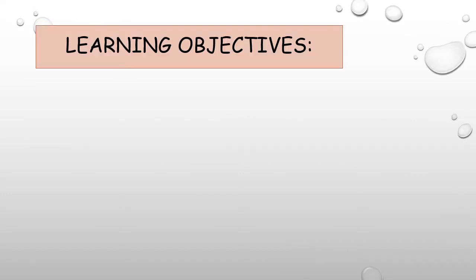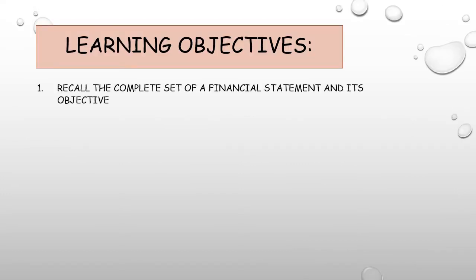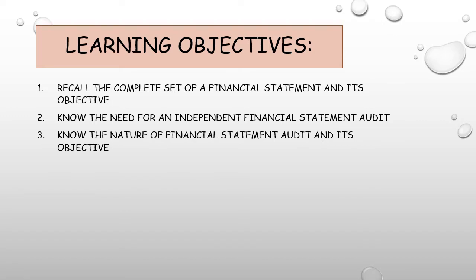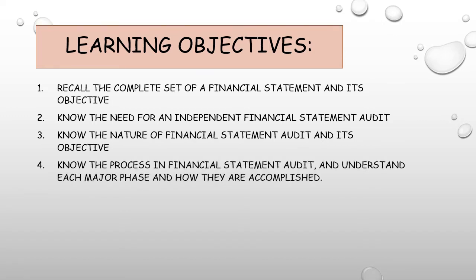At the end of this discussion, we will be able to recall the complete set of a financial statement and its objective, know the need for an independent financial statement audit, know the nature of financial statement audit and its objective, know the process in financial statement audit, and understand each major phase and how they are accomplished.